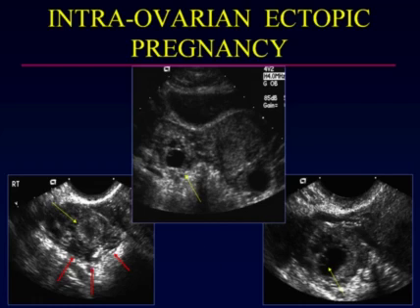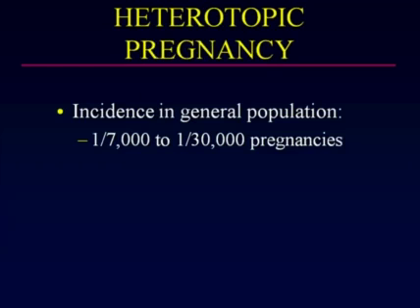The only way that you can differentiate this from a corpus luteal cyst is by this identification of the yolk sac. Now, I have said earlier that occasionally you can have fibrin stranding or debris that could mimic a yolk sac or an embryo. So again, hard to know for certain, but this was surgically proven to be an intra-ovarian ectopic pregnancy.